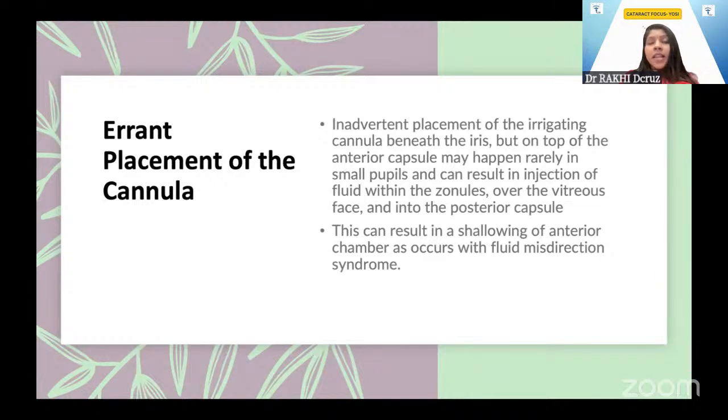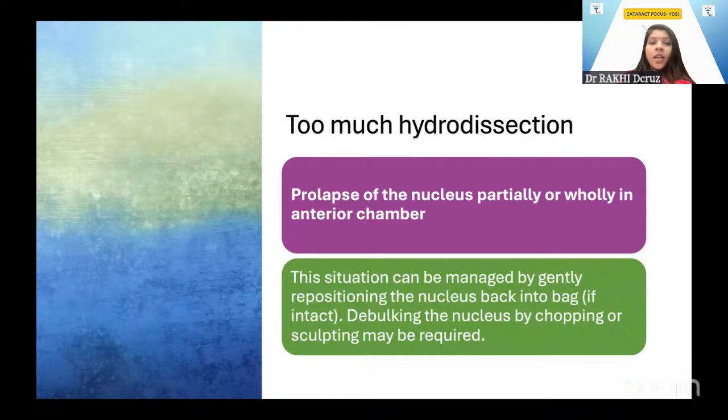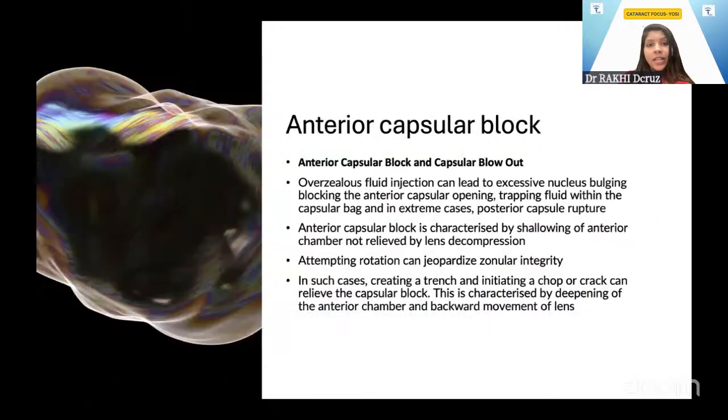This can happen even with small pupils. It results in the injection of fluid directly into the zonular area over the vitreous face and into the posterior capsule. This can result in shallowing of the anterior chamber and can lead to fluid misdirection syndrome. And sometimes you push the fluid too rapidly or do too much hydrodissection, which can lead to prolapse of the nucleus partially or wholly into the anterior chamber. This situation can be managed easily by gently repositioning it with a Sinskey hook or by injecting a little visco and pushing it back. Debulking the nucleus by chopping or sculpting may also be required in certain cases.